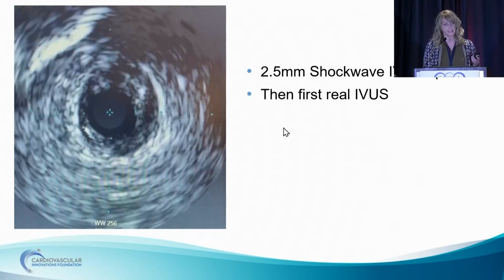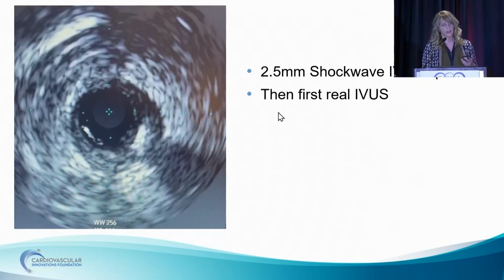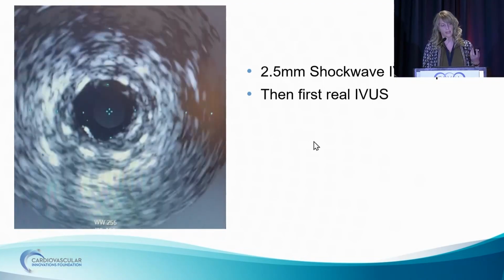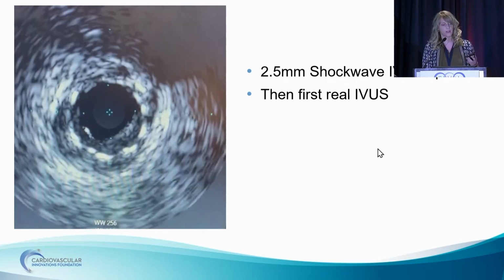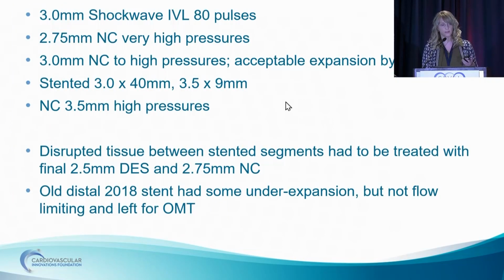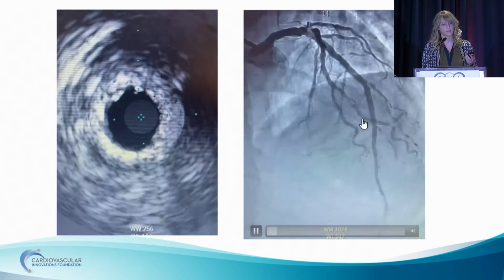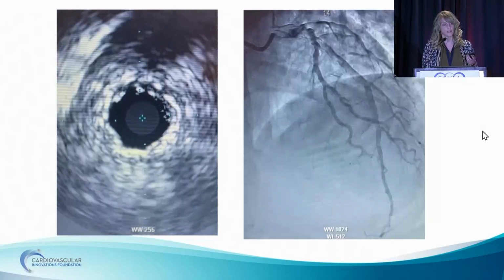After I got an NC down, I did serial shock waving to modify the plaque enough for me to get imaging down. You can see some areas of undersizing and underexpansion, and this is after the use of a 2.5 shock wave. So I went on to treat with up to a 3.0 shock wave, serial NCs. I deployed stents to cover that mid-segment because it had been disrupted, and a reasonable final angiographic result.